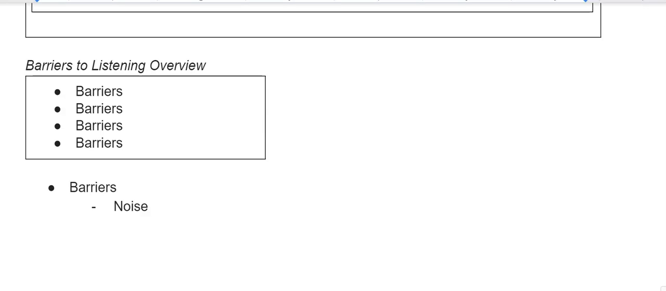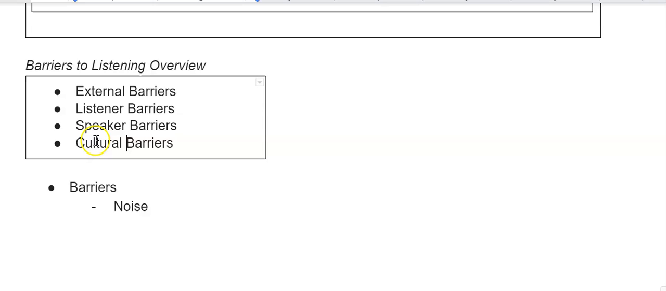On the last portion of this part 1 of chapter 3, let's do half of the barriers to listening overview. We'll only do these two over here, and we'll continue next class. The first two we are going to talk about are external barriers to listening and also listener barriers. The others we will go over in the next class are speaker barriers and cultural barriers. So we're really just doing these first two. Let's go ahead and do that.